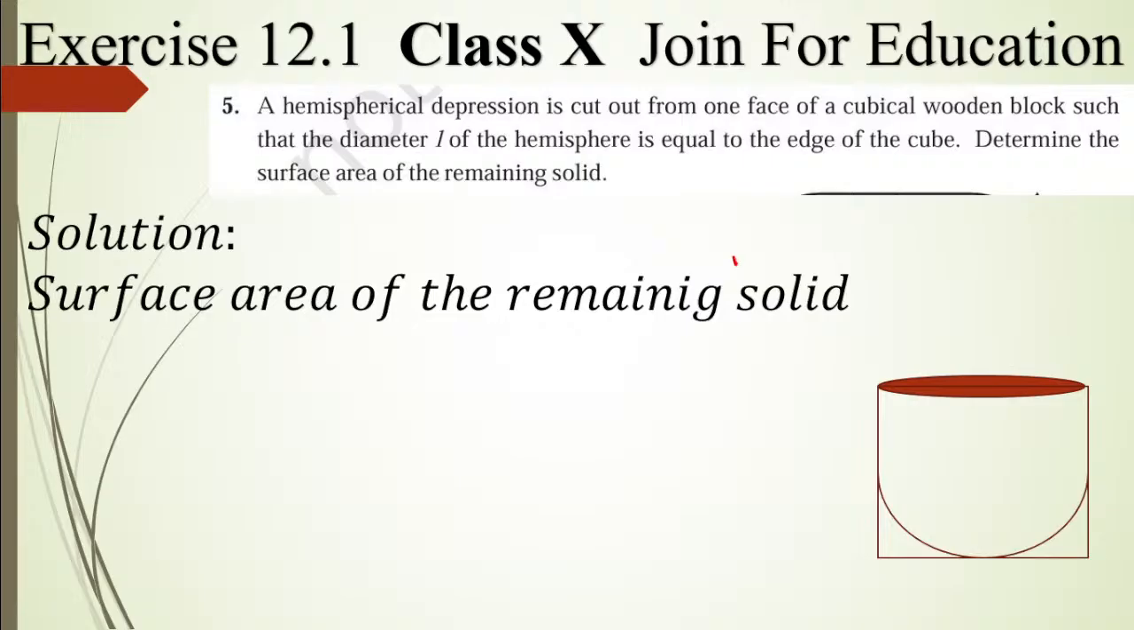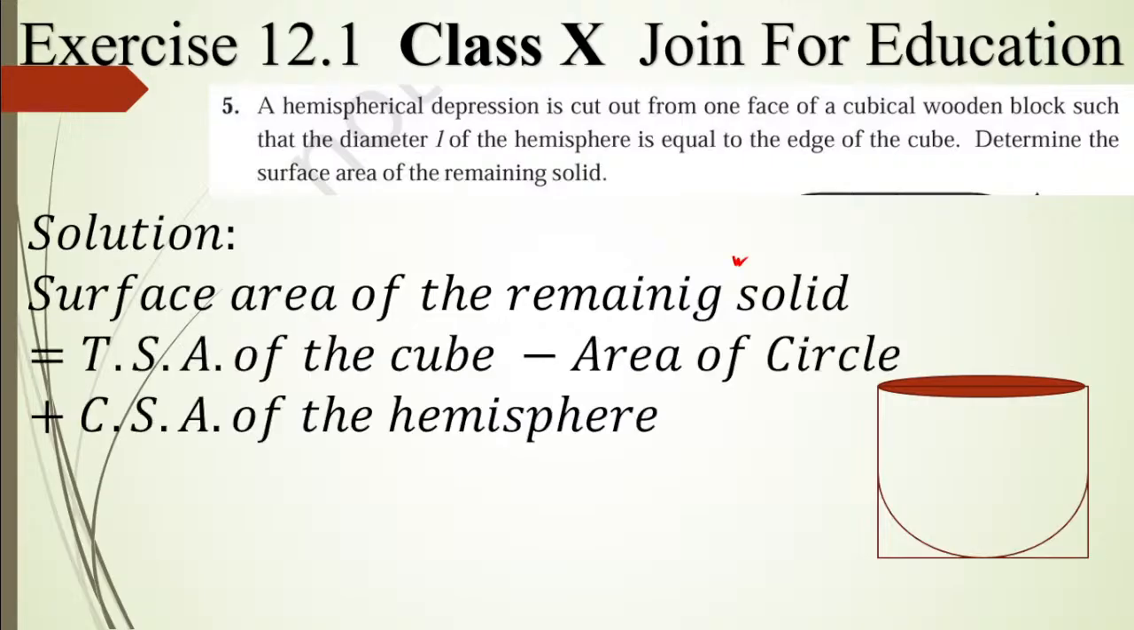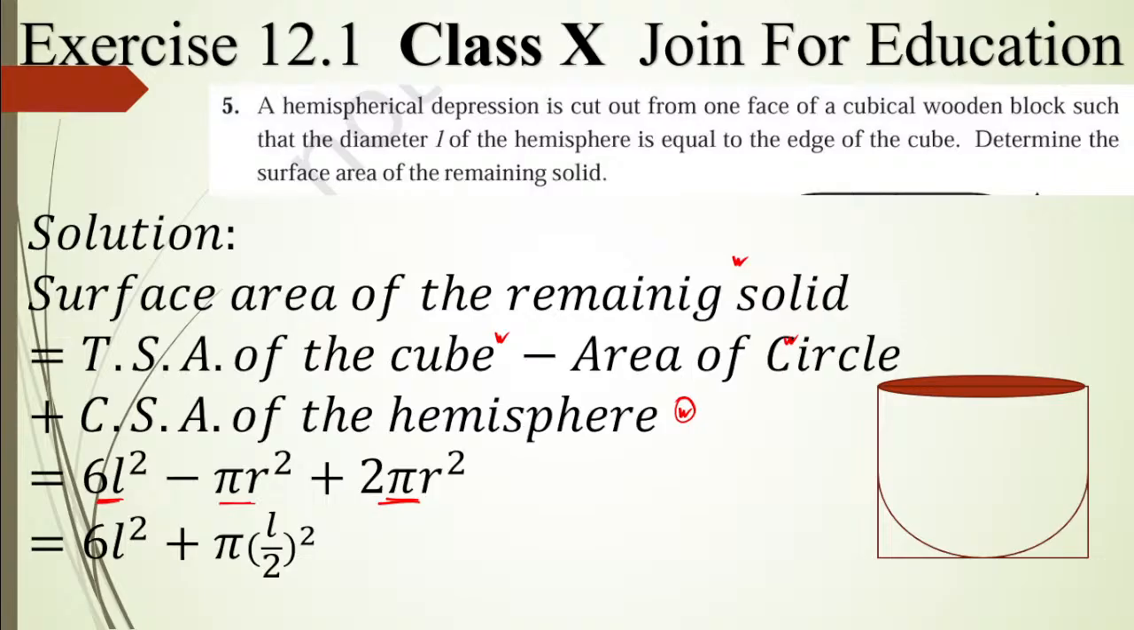Surface area of the remaining solid equal to TSA of the cube minus area of circle plus CSA of the hemisphere. Hope that there is no problem to understand up to this step. So TSA of the cube is 6L square, area of the circle is pi r square and CSA of the hemisphere is 2 pi r square. So here we get 6L square and 2 pi r square minus pi r square equal to pi r square.